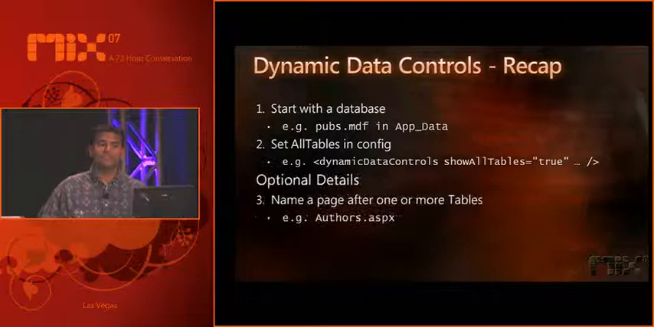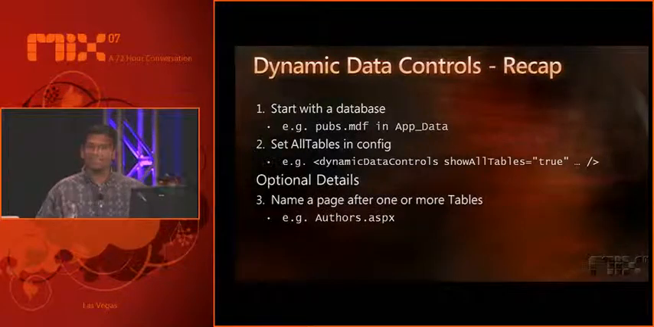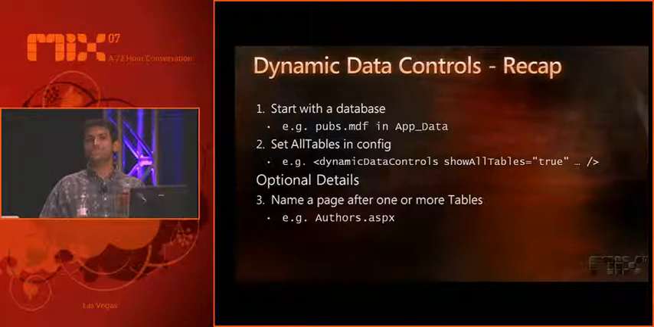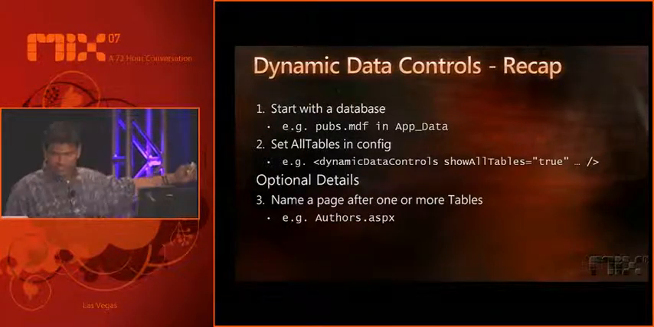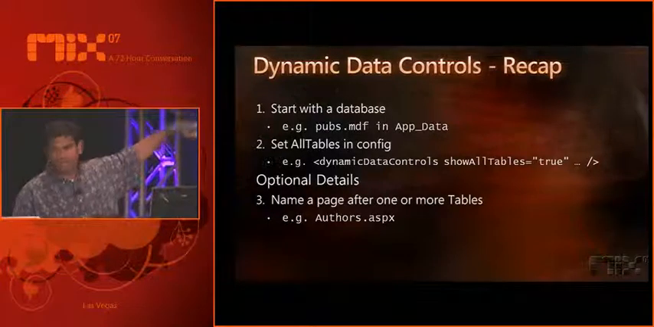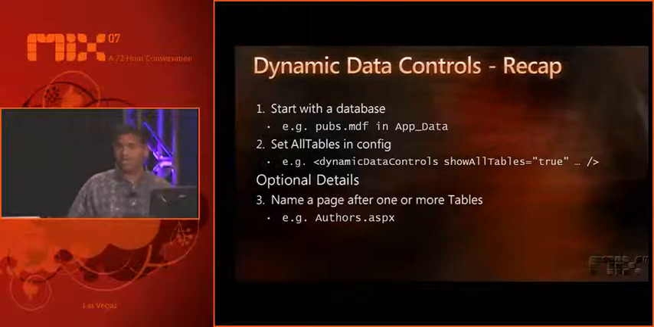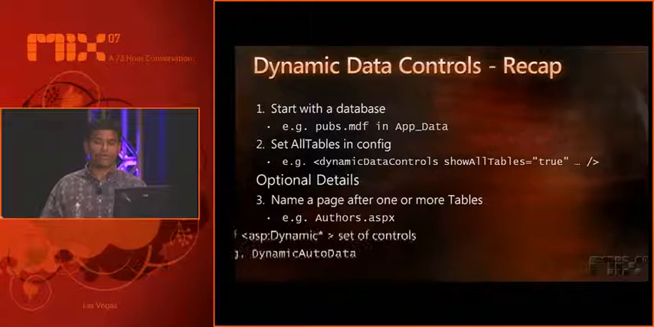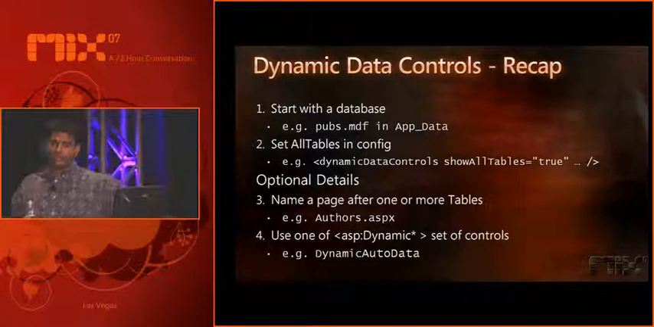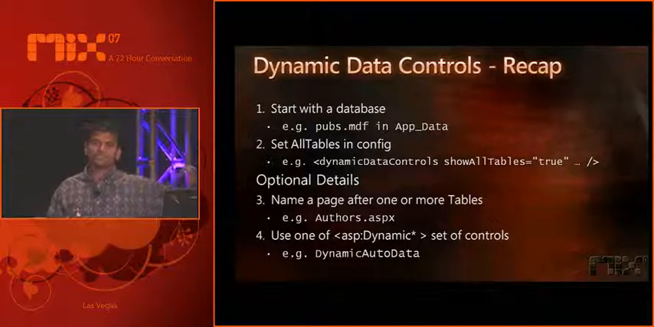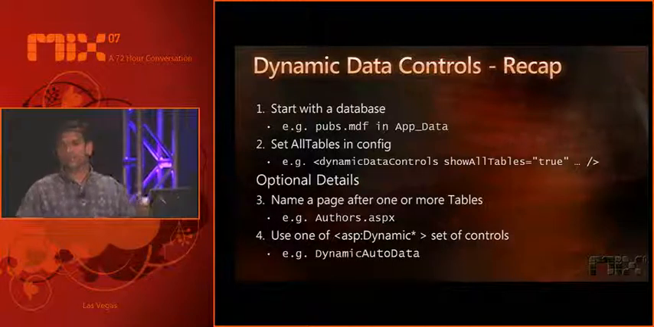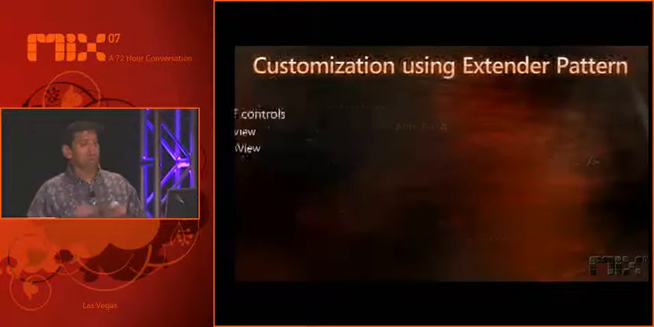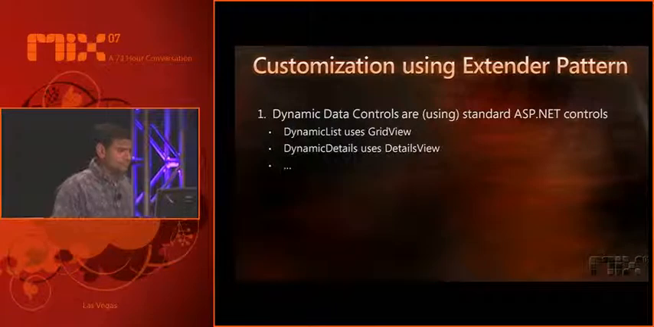And after that, if you want to go ahead and say, yeah, I want to add some more spice to it, I want to add some optional details. I really don't want to expose my whole database. Well, I don't blame you. So you might want to just say, for example, in pubs, I just want to show authors as a web page. Then you can go ahead and do that. Or on and on and on. Or you can use a dynamic star set of controls and say, look, I just want auto data on here. I just want a list or something else.